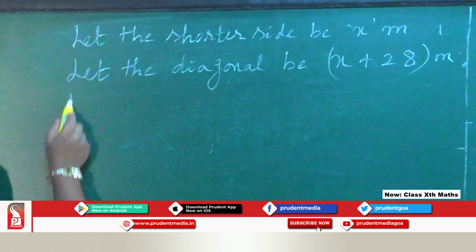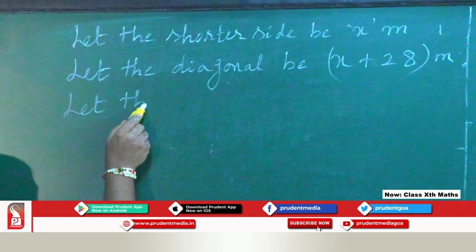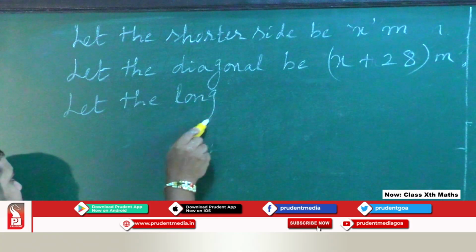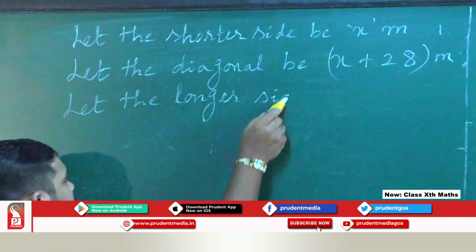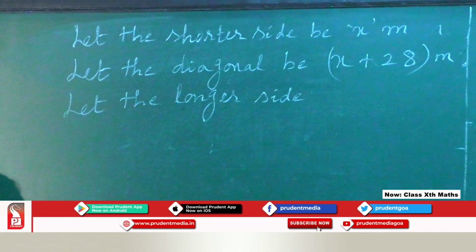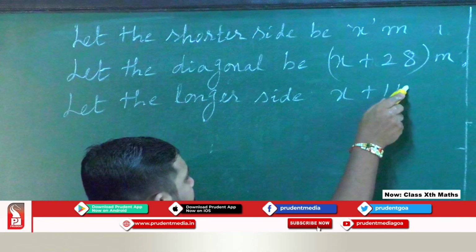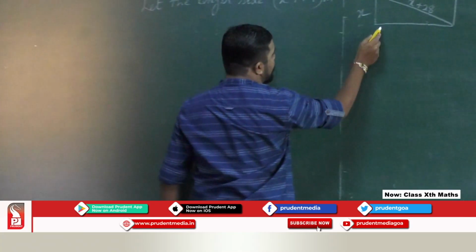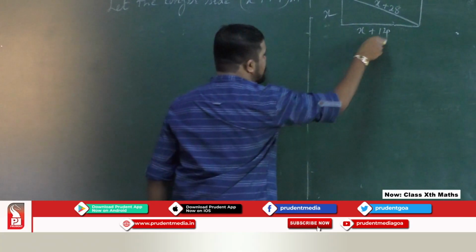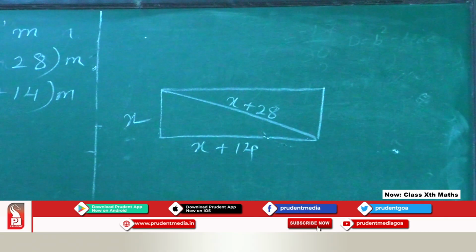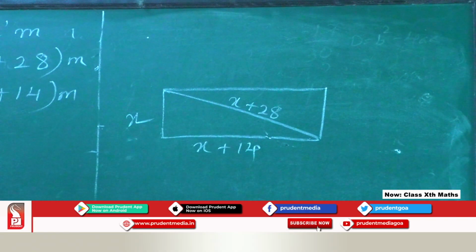So the longer side is 14 meters more than the shorter side, so x plus 14. This is how the figure will look, and you get all your measurements. Let the shorter side be x. Diagonal is 28 meters more than the shorter side, x plus 28. Longer side is 14 meters more than the shorter side, so x plus 14.